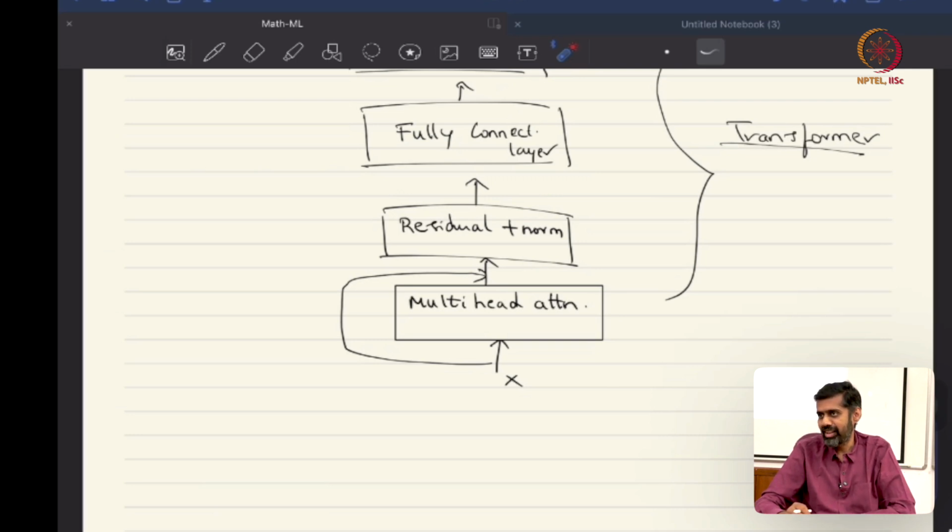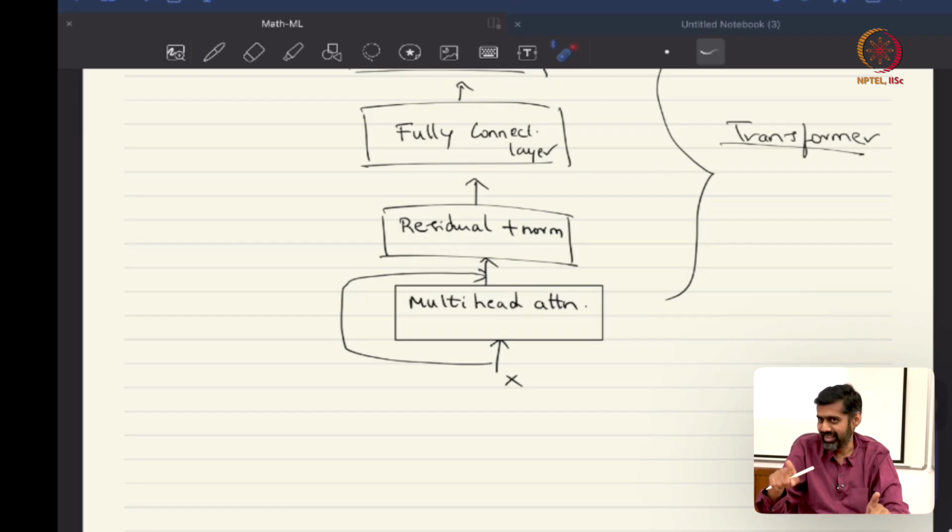Okay. The paper that introduced this vision transformer, the title is "An Image is Worth 16 by 16 Words" or something, right. So, basically you represent an image as a 16 by 16 cross 16 dimensional token, and use the same transformer architecture instead of a CNN to solve image tasks.